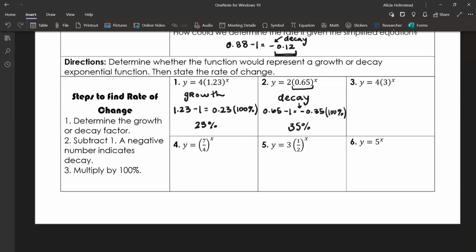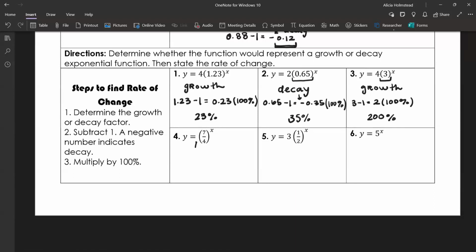All right, number 3, this one's a little odd. First identify growth or decay. Well, look at the thing below the x. It's a 3. Is that number greater than 1 or between 0 and 1? Well, it's greater, so this is growth. Now to find our rate of change, we take our growth factor, which is 3, subtract 1, which gives us 2, multiply that by 100% to put it in percent form. So this one is growing at a rate of 200%. Ooh, that is a fast growing exponential. All right, let's keep going. Number 4.